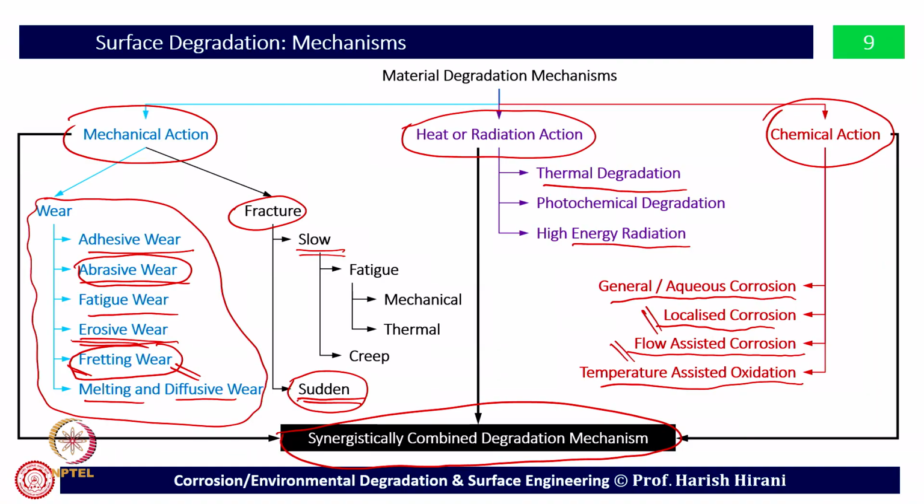So, mechanical action is the 1, this is the heat 2, the chemical 3, and then there is a 4. So, a total of 4 reactions are possible in this case, and then we will explore these in detail.